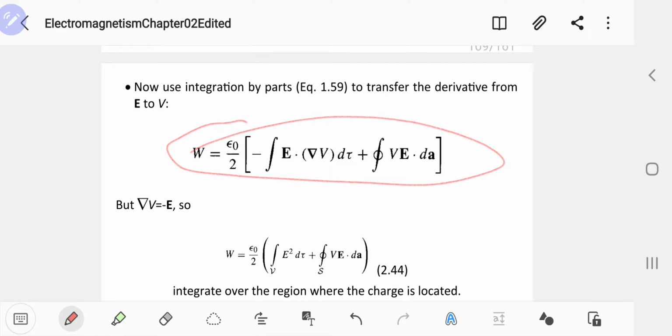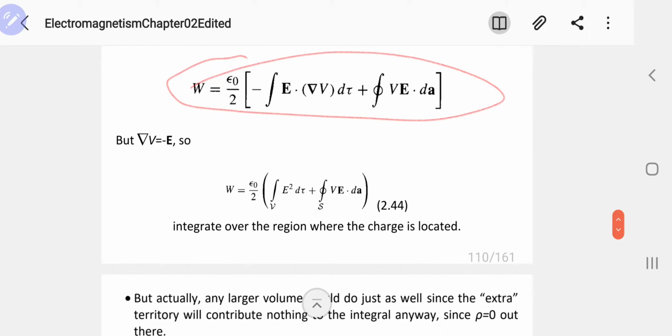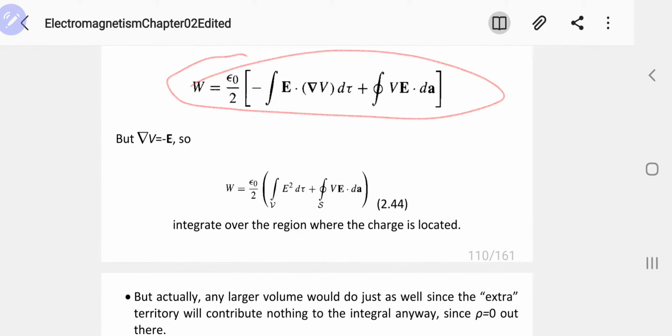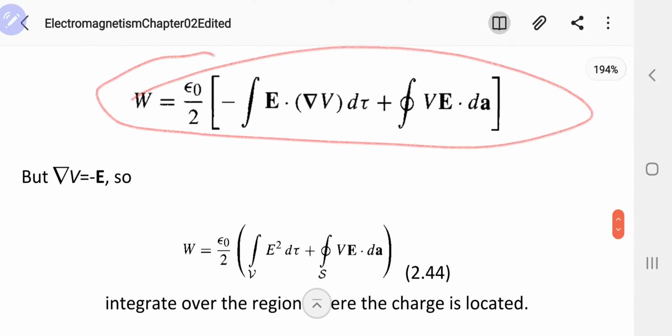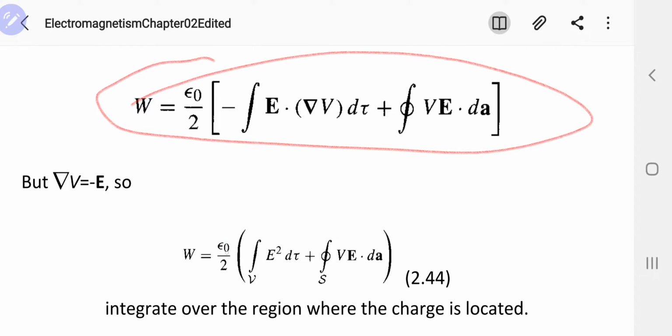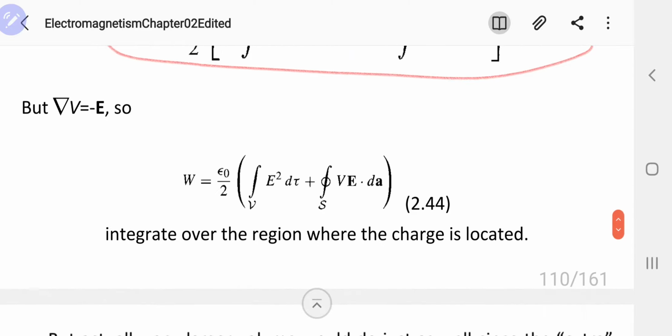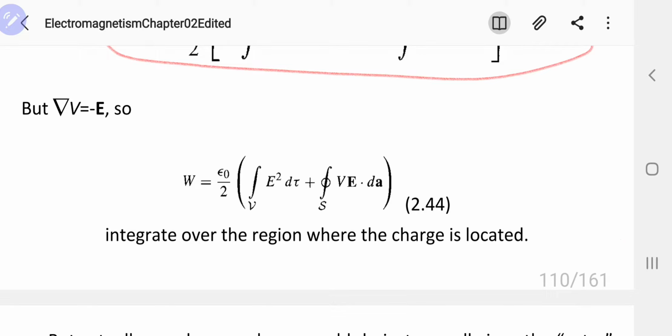So now your gradient of V is just equal to E, so therefore you can further rewrite the equation to be like this: epsilon sub 0 over 2 integral of E squared d tau plus V E dot dA. So you just integrate over the region where the charge is located. Of course, it's an integral that integrates the charge. So whenever there is a charge enclosed, then you get some result. But if there's no charge enclosed, then of course the work done would be 0 because of the Gauss law.